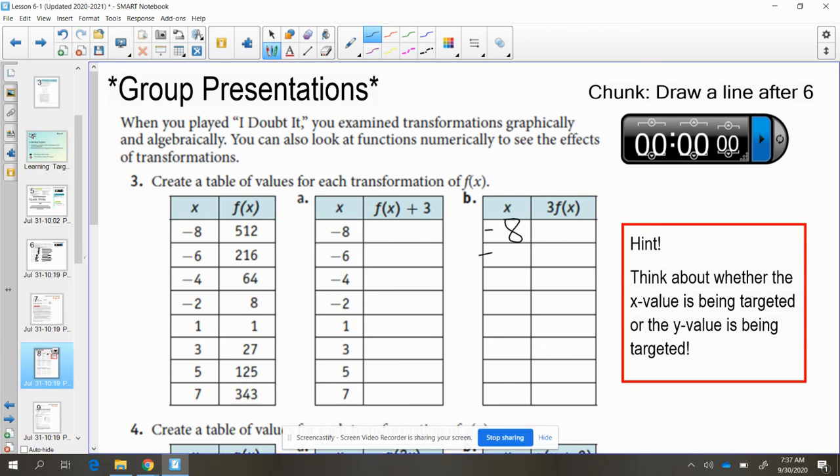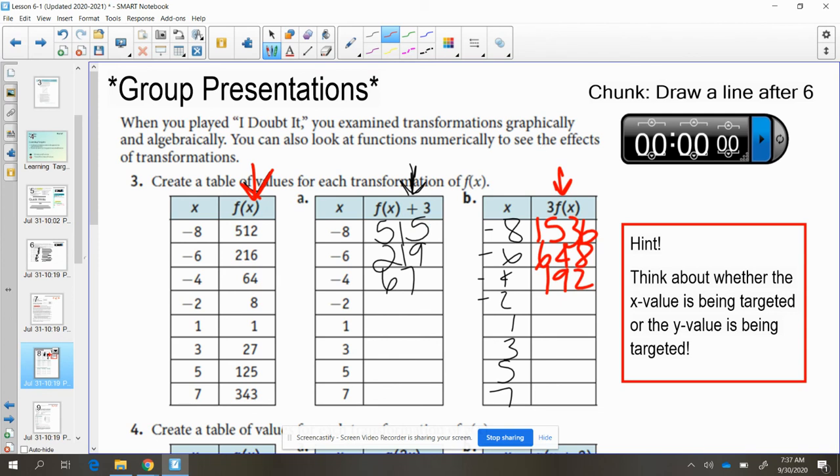So for both of these charts, notice all of the x values would stay the same, but what's going to change here is that the plus 3 is going to make our initial f of x values add 3 units to it, right? Add 3 units, continues down the chart. Outside of here, this multiply by 3 is going to take those initial f of x values and multiply them by 3. So we'd have 512 times 3, 216 times 3, you get the idea, 64 times 3, and all the way down. So these vertical transformations affect our y values.